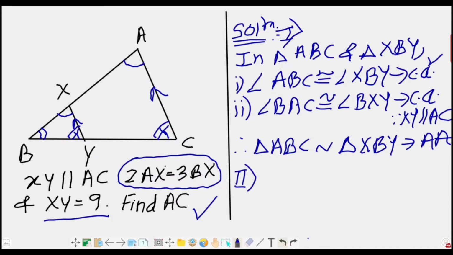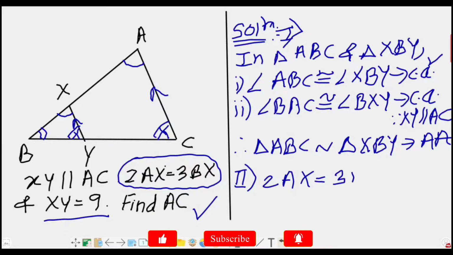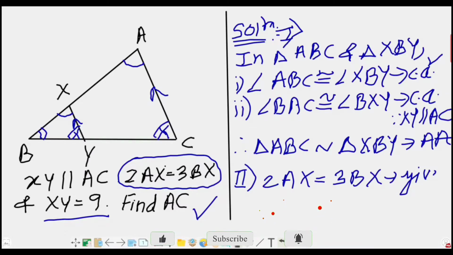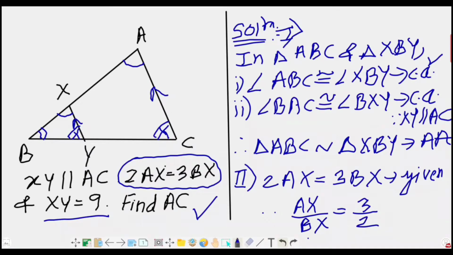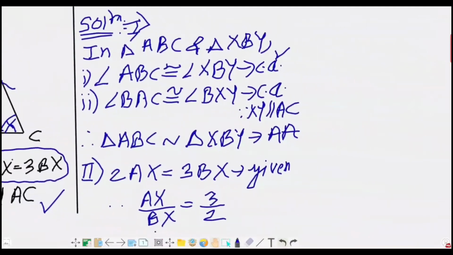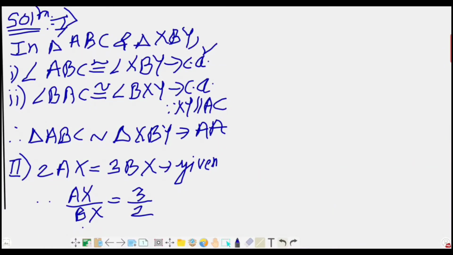Before proceeding to that, I will take this 2AX equals 3BX. It is given, students. So this is a given. Now when I transfer BX this side and 2 to that side, my AX upon BX will be equal to 3 by 2. Correct? Now this concept we will utilize further. How will we utilize? See, once I have proved that triangles are similar, I can take the ratio of corresponding sides.